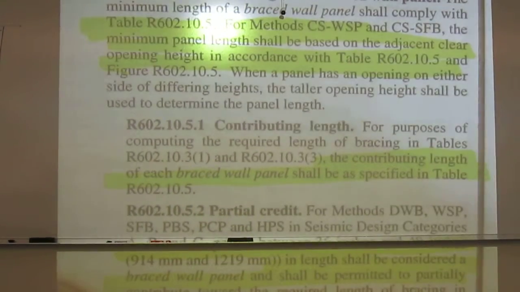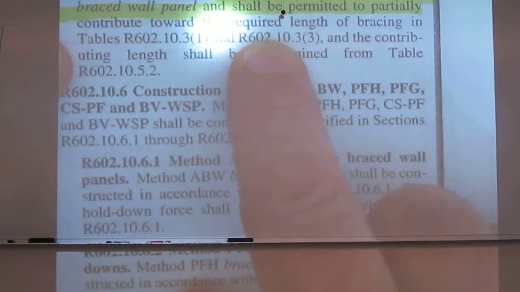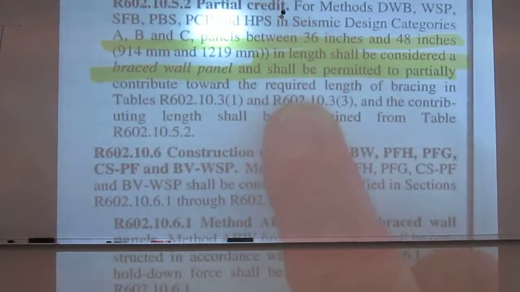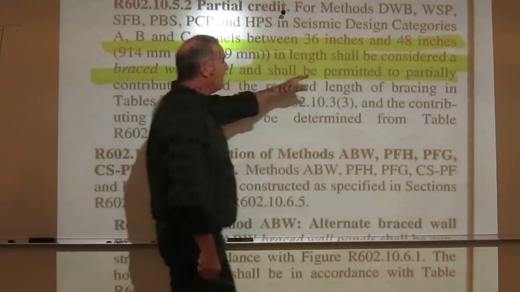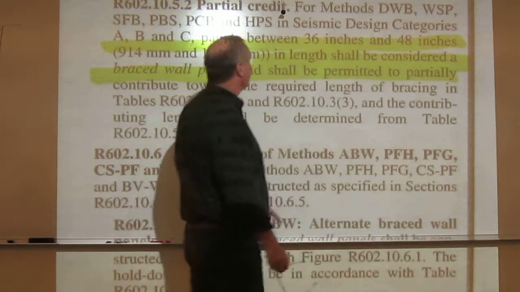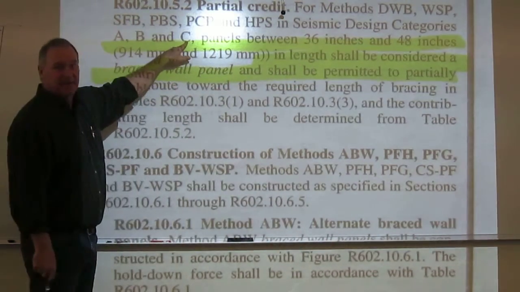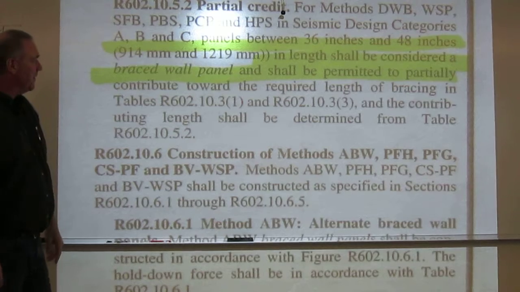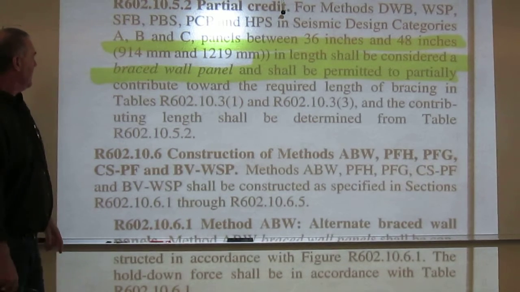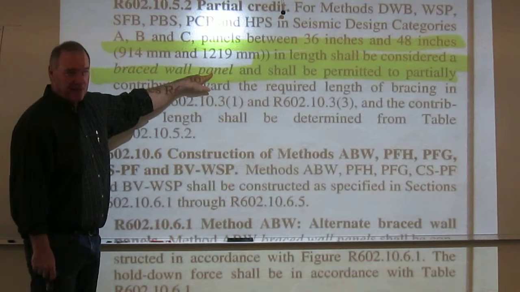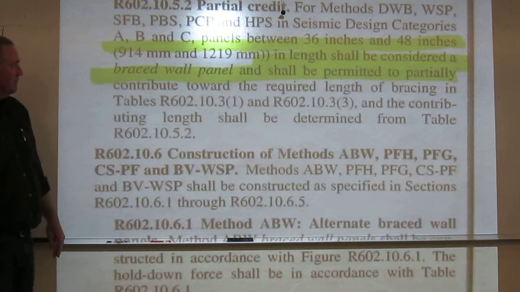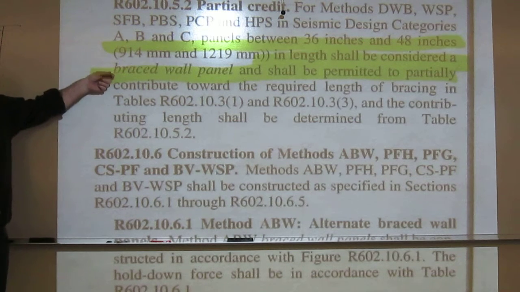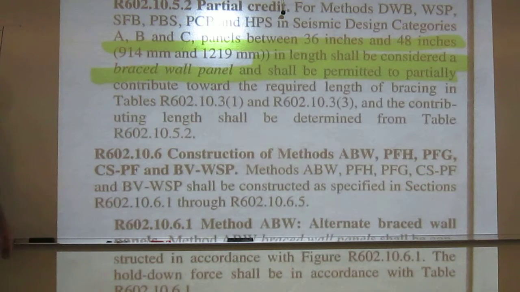I was thinking go with the header. Okay, now go down to 5.2. What is considered a braced wall panel that you do not have to get smaller? For method WSP, that's us, right? In design category A, B, and C, that's us. Panels between 36 inches and 48 inches shall be considered a brace wall panel, so that it's not open to any deductions, and shall be permitted to go into the length, is basically what it's saying.